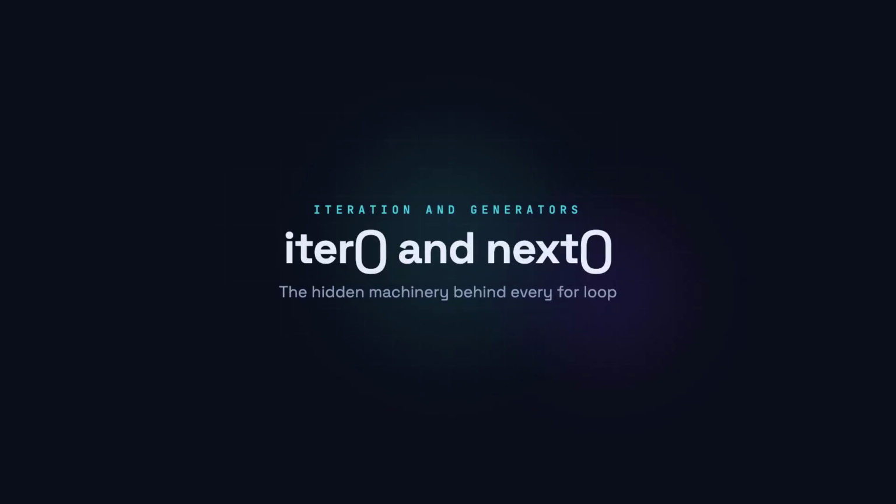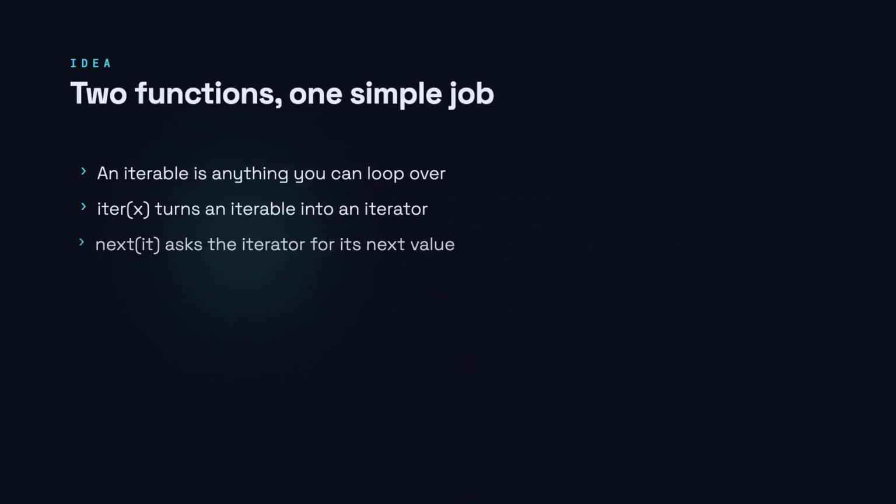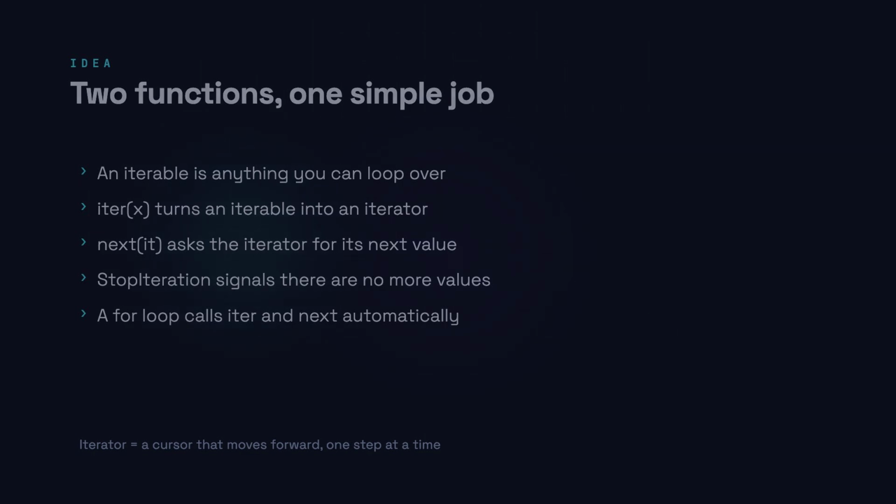In this video we uncover two built-in functions, iter and next, that quietly power every for loop you have ever written in Python. An iterable is like a list of items. Calling iter on it creates a cursor called an iterator. Each call to next moves that cursor forward by 1, until there is nothing left.